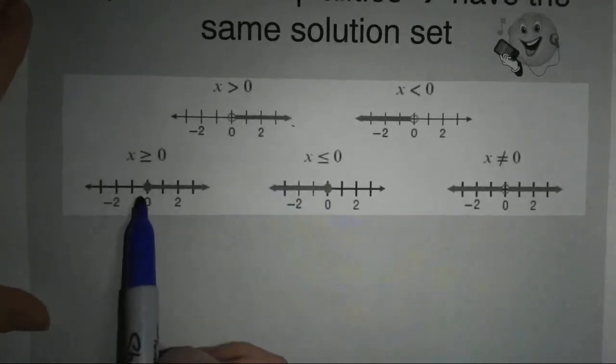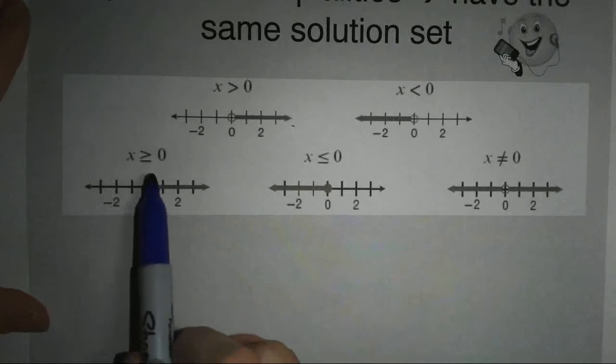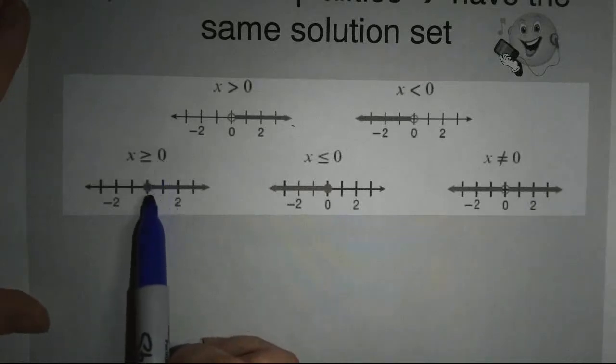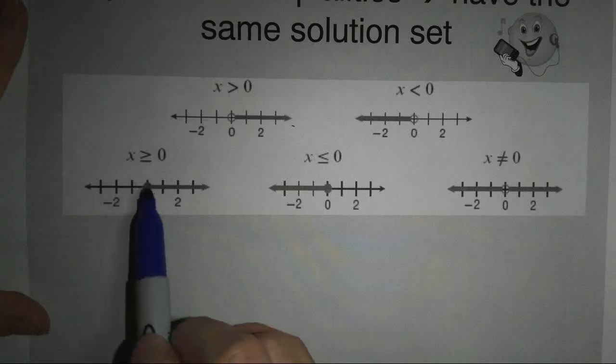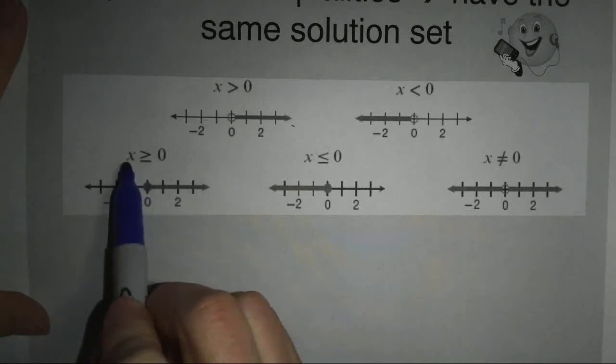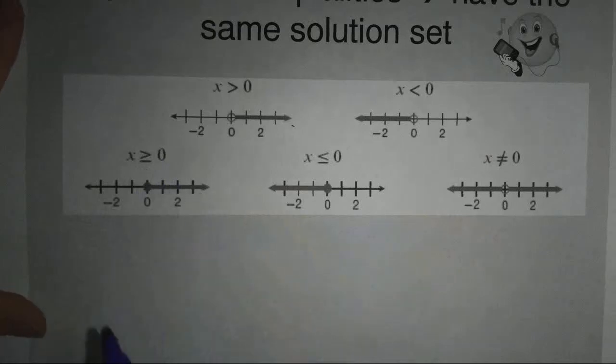And then finally, we have x is greater than or equal to 0. So we have our circle on 0, because that's the number in our inequality. And it's a closed circle, which means that 0 can be included in the solution set. And our arrow goes to the right because the numbers we're looking for are bigger than 0. And those on the right of 0 are bigger.